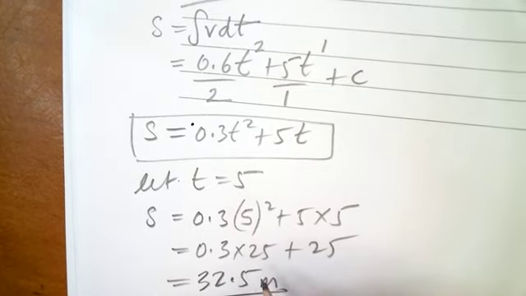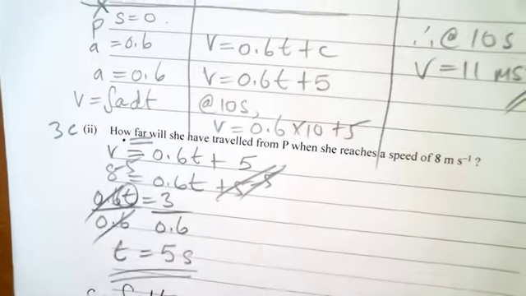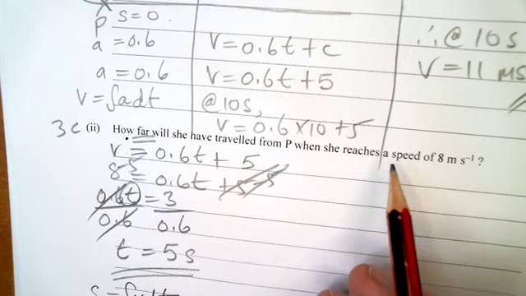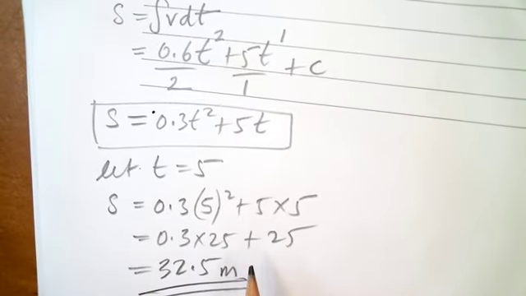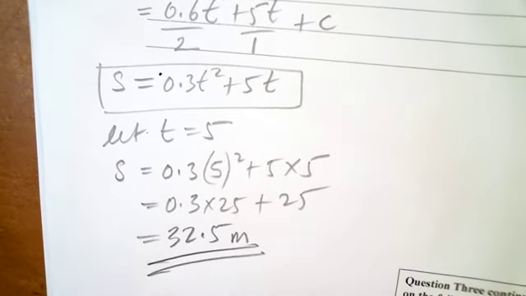And that's how far she's travelled from P when she reaches 8 meters per second. And you might want to write some sort of context statement to that effect. But that's how I would calculate that.